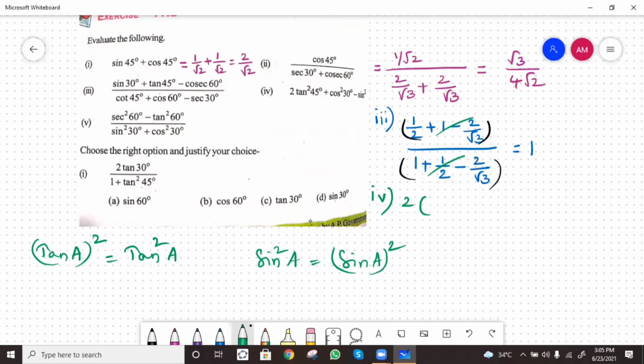Is this notation clear to everyone? If you say yes, then only I will proceed. Suppose we have cos cube A, what does it mean? Cos A whole cube. Very good. Is it clear to everyone? Yes. Okay, so this is about a notation. Don't get confused with that notation.